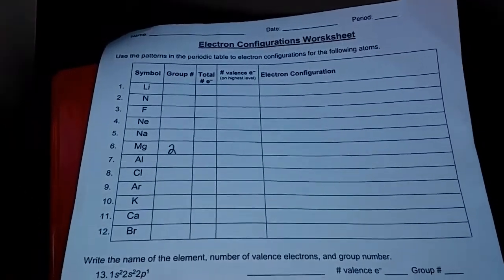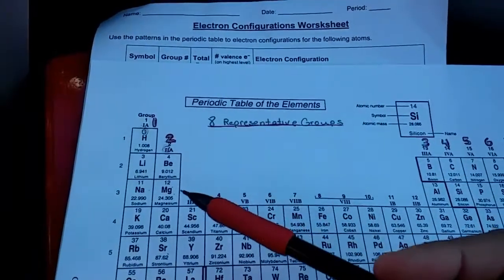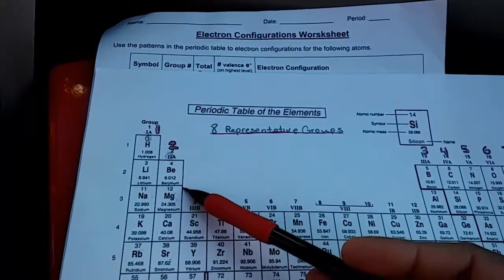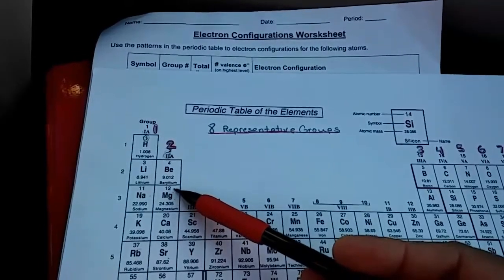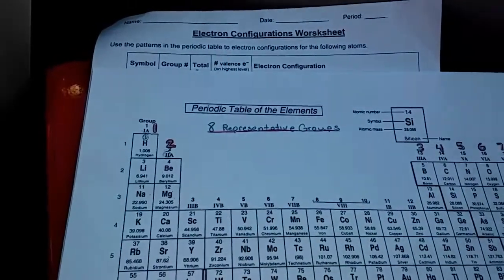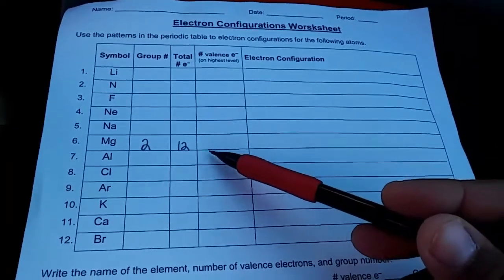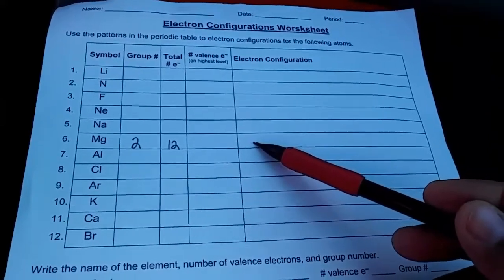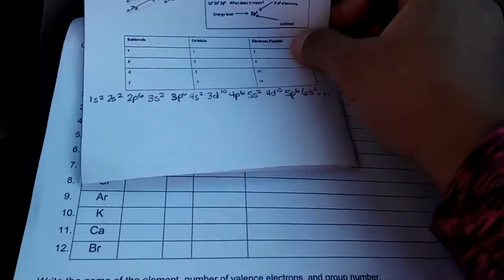Okay, as far as the total number of electrons, going back, remember the acronym APE: atomic number, protons and electrons happen to be the same number. Magnesium is atomic number 12, so that means that it's 12 electrons as well. Before we write the number of valence electrons, I'm going to go ahead and do the electron configuration first. And for that, you're going to have to use your sequence from yesterday.